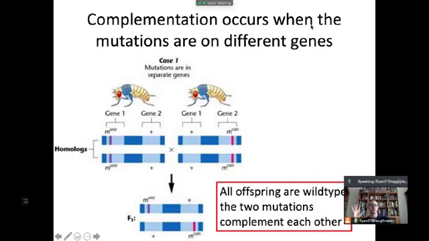Complementation occurs when mutations are on different genes, and here we have the first fly which has a mutation in gene 1, our second fly which has a mutation in gene 2. Therefore, in our first filial generation, our first generation from this cross, all the flies will have one mutation in gene 1, one mutation in gene 2, and therefore they'll all be wild type, as these two mutations complement each other.